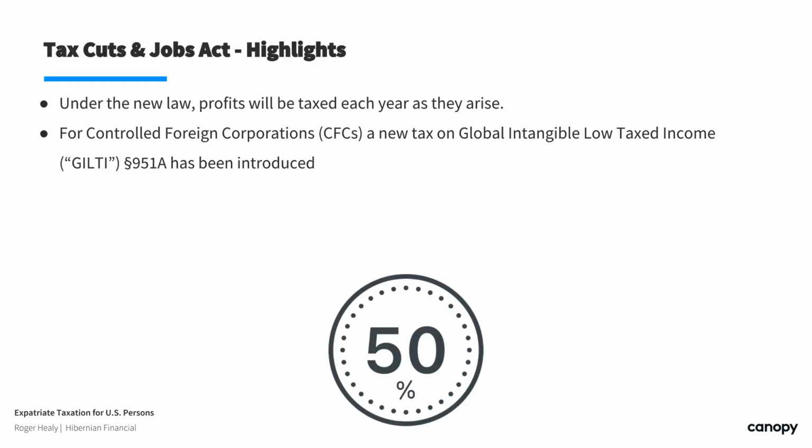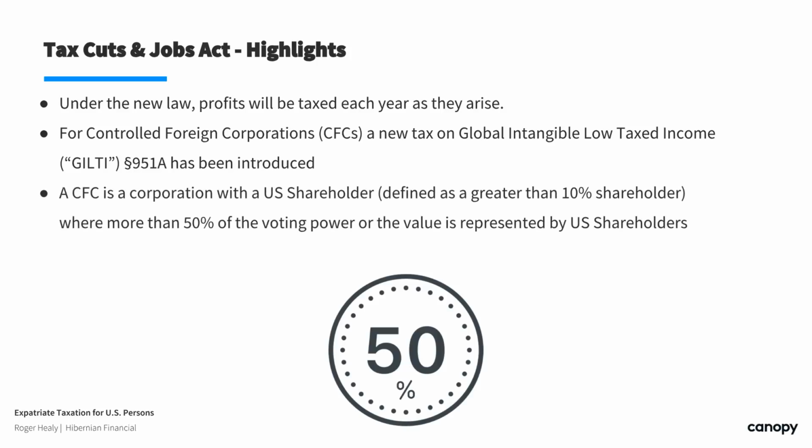A controlled foreign corporation is a corporation with a U.S. shareholder, so that's a U.S. shareholder who also owns more than 10% of the vote or value of the corporation, and where more than 50% of the voting power or the value is represented by U.S. shareholders. So a corporation that has 10 U.S. shareholders or 12 U.S. shareholders, each of which only owns 5%, unless they are familially attributed, would not create a controlled foreign corporation. A passive foreign investment company is never a controlled foreign corporation.